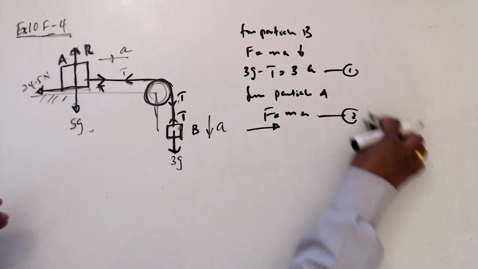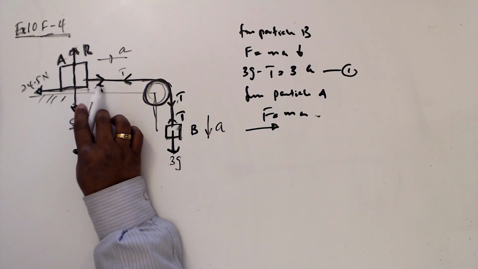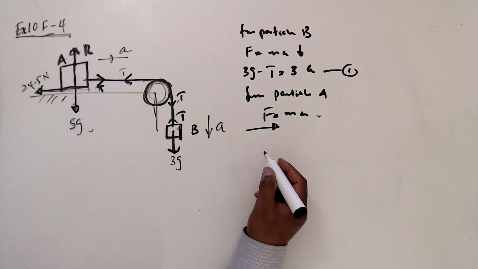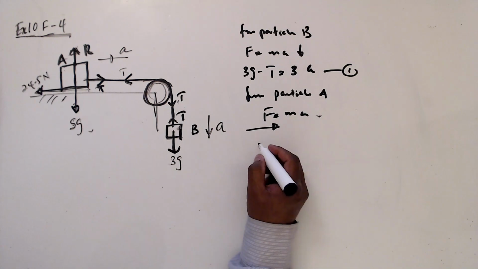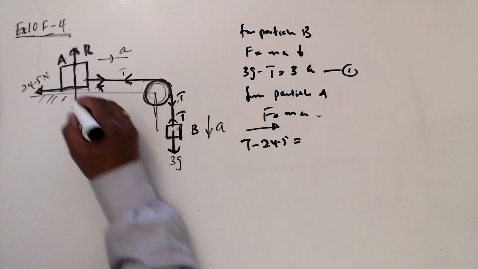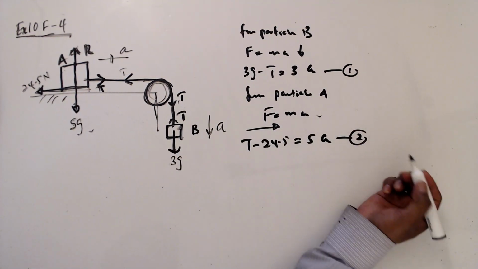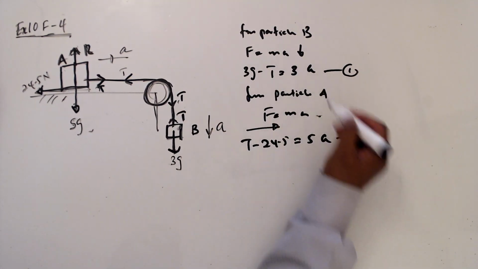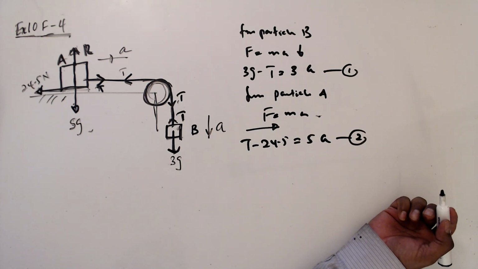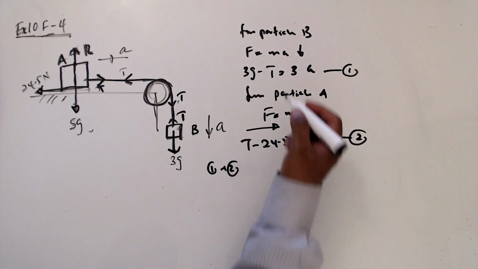It's not 2 yet. Then there are two forces, tension and friction force. T minus 24.5 equals mass, which we know is 5, times a. So this is equation 2. Two unknowns, two equations, so we can solve this. When we add 1 plus 2, the T's cancel out.